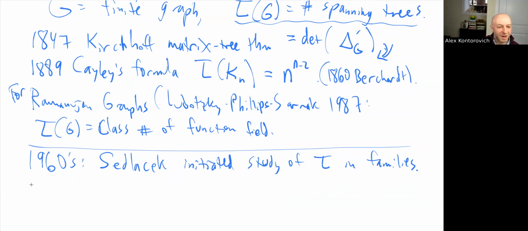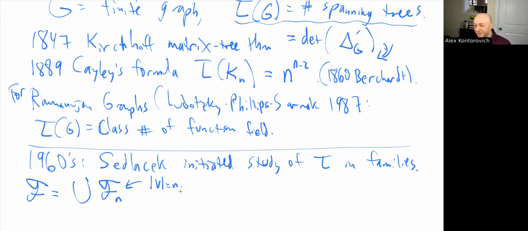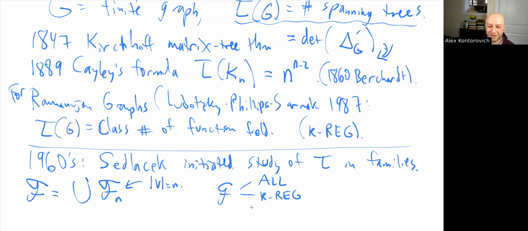So the families that he isolated: we'll say F is a family of graphs, and let's grade the family by the number of vertices, so these are the graphs with n vertices. Some families that Sedláček studied are the family of all simple connected graphs. He looked at k-regular graphs, so k-regular graphs on n vertices, and what happens to the numbers of spanning trees. By the way, the Ramanujan graphs are all k-regular, 3-regular in the original construction. And he also asked about planar graphs.